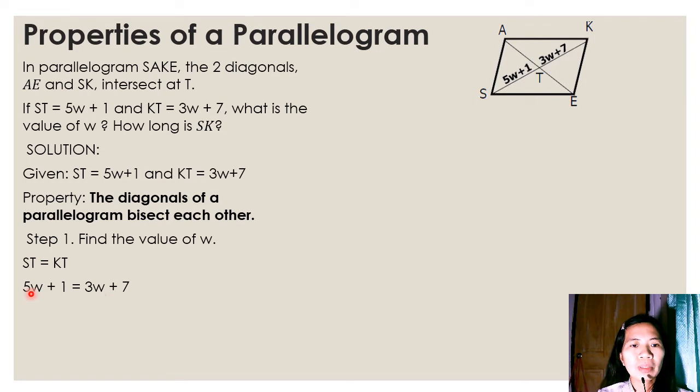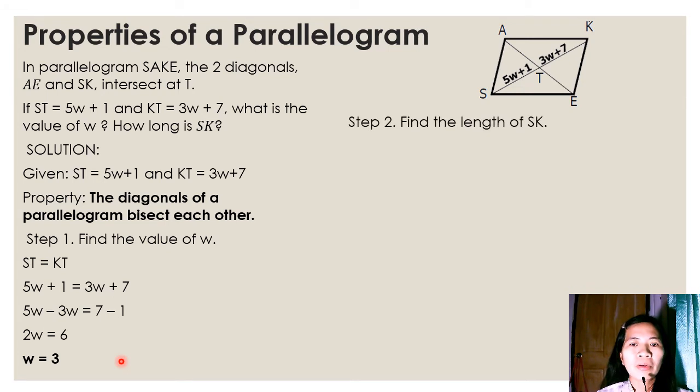Then we will substitute the given. So ST is 5W plus 1, equal to KT, which is 3W plus 7. Then simplify by combining like terms: 5W minus 3W. Then get the additive inverse of positive 1, which is minus 1, so 7 minus 1. Then simplify: 5 minus 3 is 2W equals 6. Divide both sides by 2. The answer is 3. So W is equal to 3.